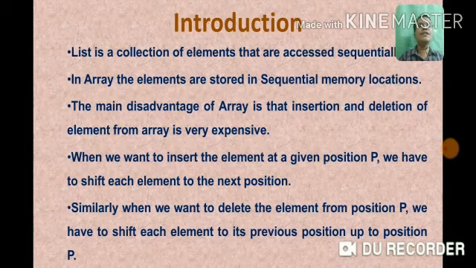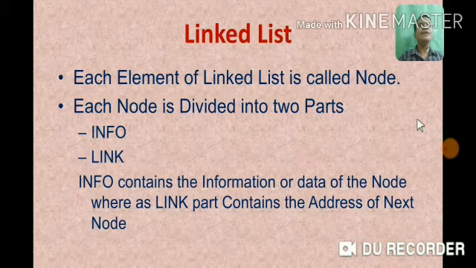Now let's see what a linked list is. In a linked list, each element is called a node. As we say elements in an array, similarly in a linked list we refer to each element as a node. Every node is divided into two parts. The first part is called the info part, and the second part is called the link part. In the info part, the actual information is present.